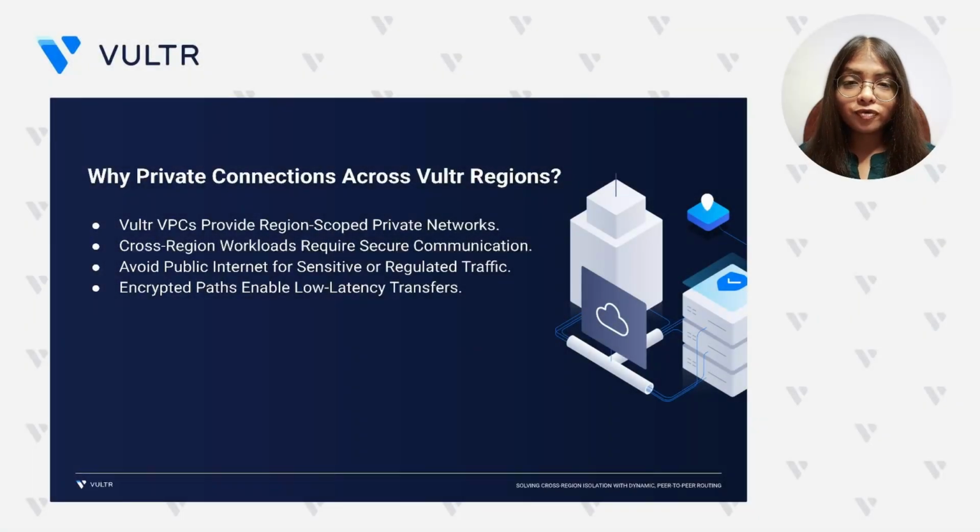Each Vultr region provides its own VPC, an isolated layer 3 network that supports internal communication between instances. But when you need east-west connectivity across regions, you're often forced to fall back on public IPs. That means exposure, NAT configuration, and potential regulatory risk. Private inter-region communication should be encrypted, low latency, and as seamless as talking within a single subnet. That's where a private peer-to-peer mesh becomes crucial, as it gives you full control of VPCs with the flexibility of global reach.